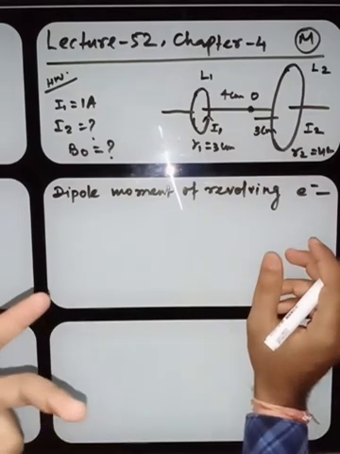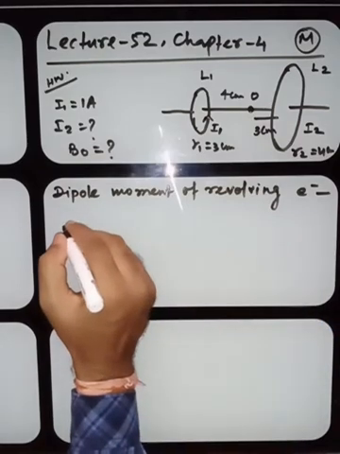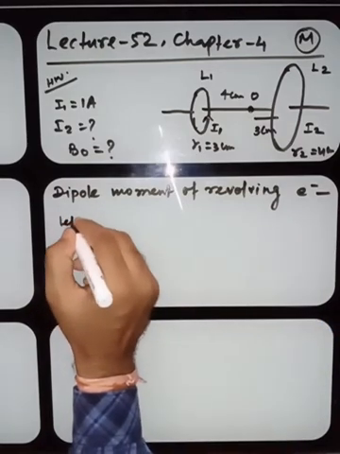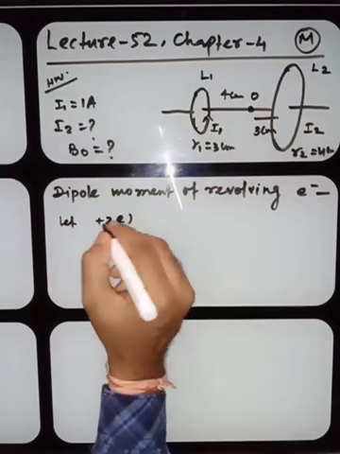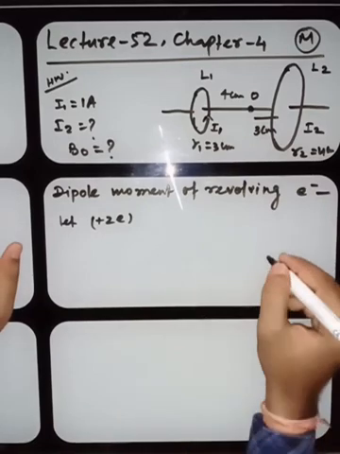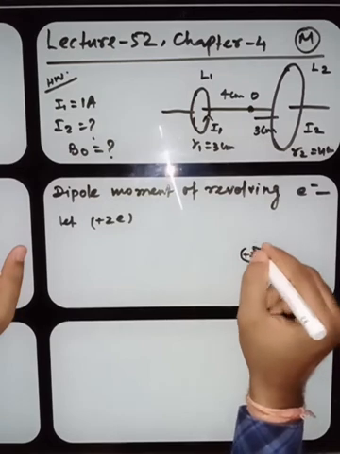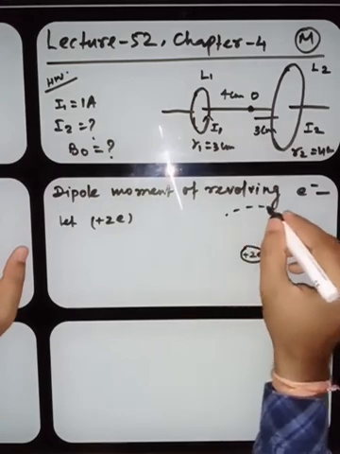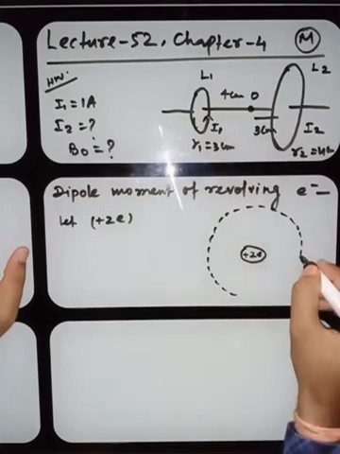Let us consider an atom with nucleus Ze. Here the nucleus is plus Ze. This is the charge of the nucleus. My dear student, let me draw here plus Ze. This is the nucleus, and this is the size of the atom in which the electron is moving.